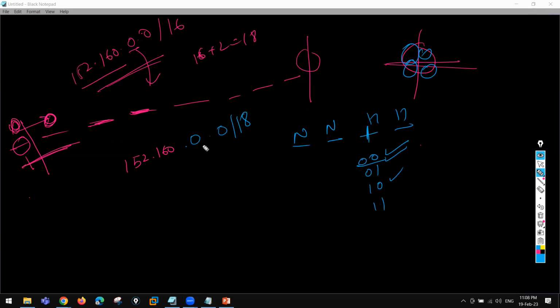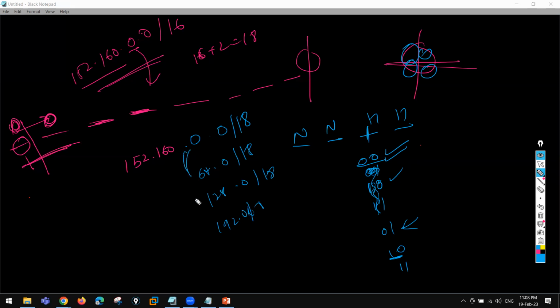Here, what is going to be the next one? This would be the first one, and then 01, then 10, 11, like this only, because we always come from this side. So 64.0/18, then 128.0/18, and then 192.0/18.